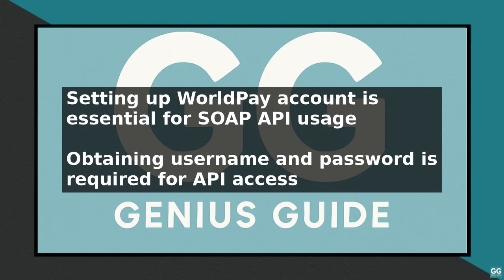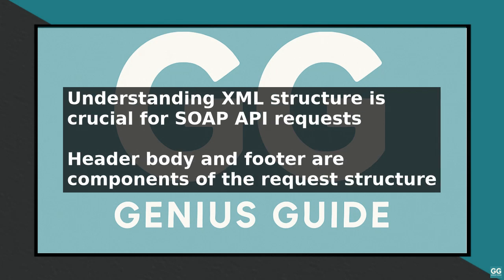Setting up the WorldPay SOAP API. To start using the WorldPay SOAP API, you need to set up a WorldPay account and obtain a username and password. You will also need to generate a client certificate and install it on your server. This certificate is used to authenticate your API requests and ensure that your data is secure.